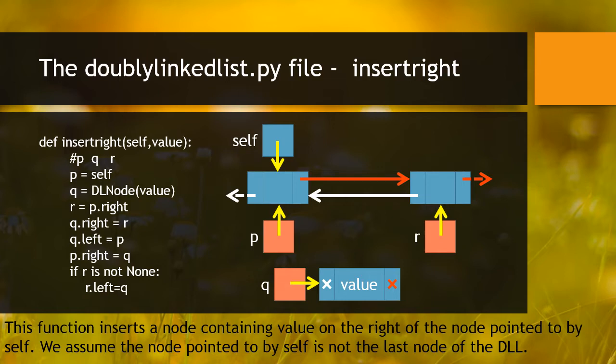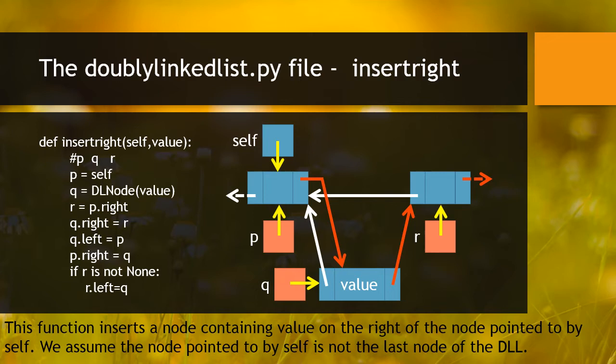Now, how to set Q.right? The right of Q should point where R is pointing. The red pointer of Q is pointing where R is pointing. The next line is Q.left is P. The white pointer of Q should point where P is pointing. And so it does. The next line says P.right is Q. Make the right of P point where Q is pointing. Like this.